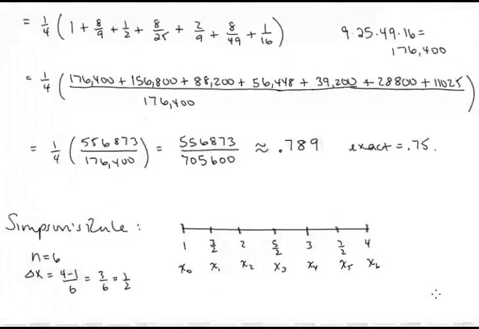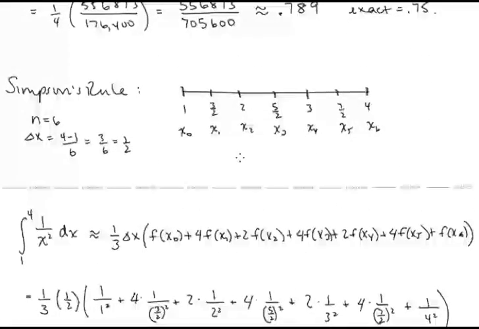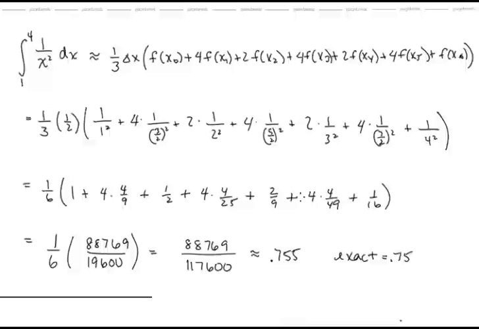And now using Simpson's rule, the interval setup is the same. We have the same delta x here, but our formula is a little bit different. We have a 1/3 delta x, and then we have different factors. So evaluating and simplifying here, we get an answer that's approximately 0.755, which is even closer to our exact value of 0.75.